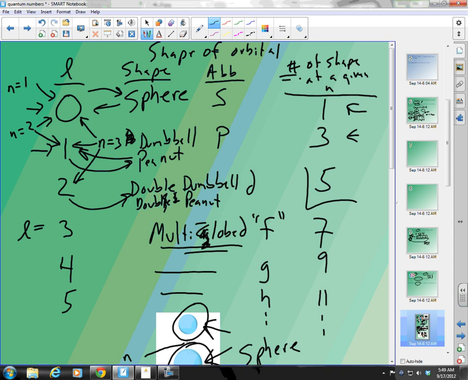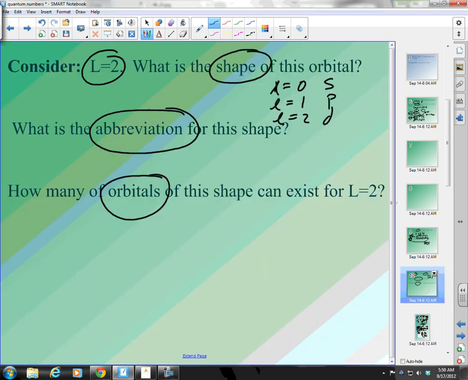How many of those are we going to have? We're going to have 5 of those. So let's go up here. What is the abbreviation for this? It's a d orbital. And how many do I have? I will have 5 d orbitals at L equals 2.